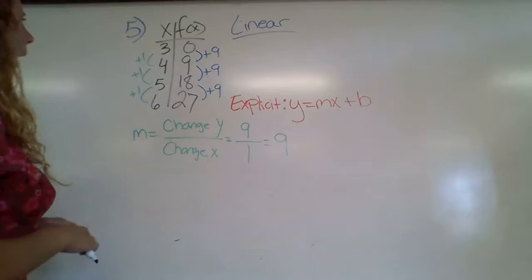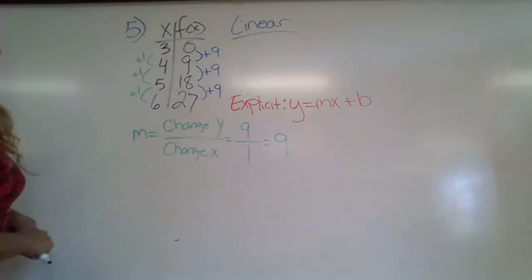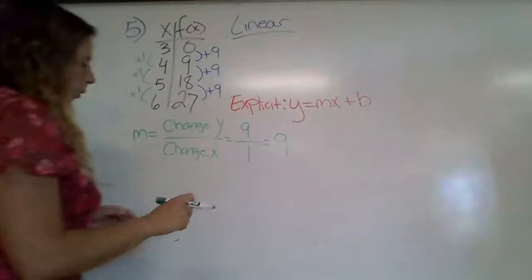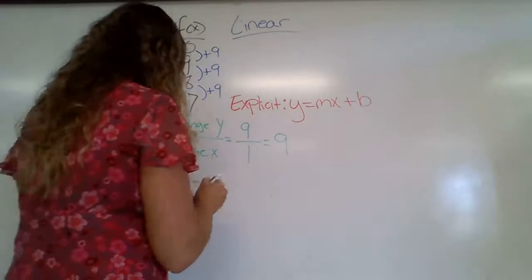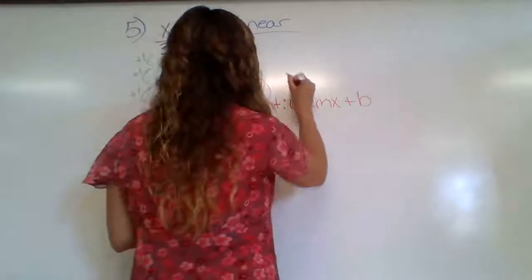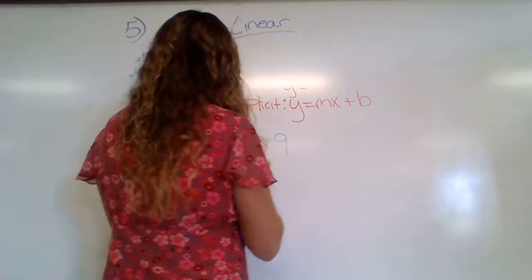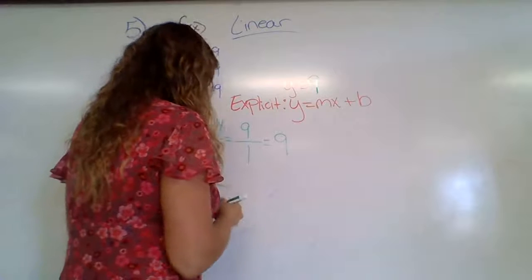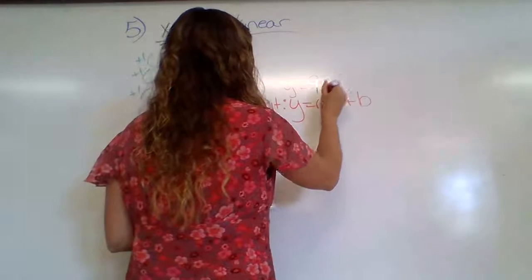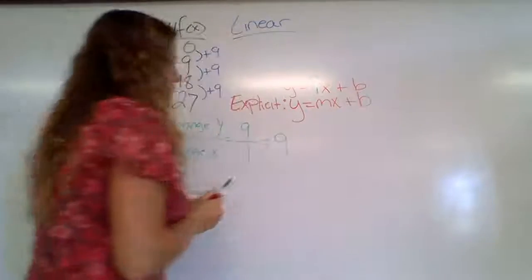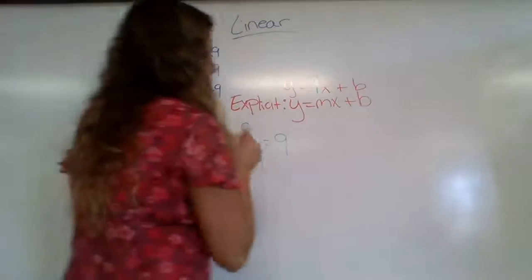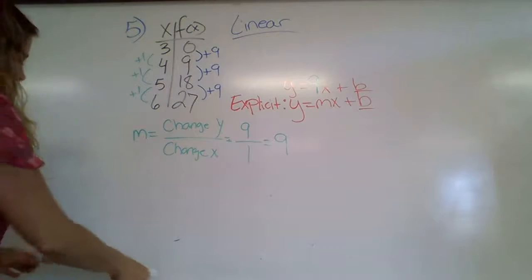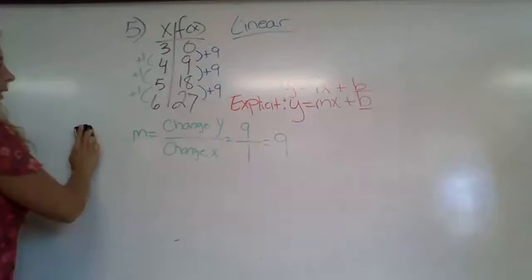Okay. Now you have to find b. So if we're filling in our equation as we go, we now have y equals 9x plus b. Okay? You still need to figure out what b is. What is b? I'm going to erase this.